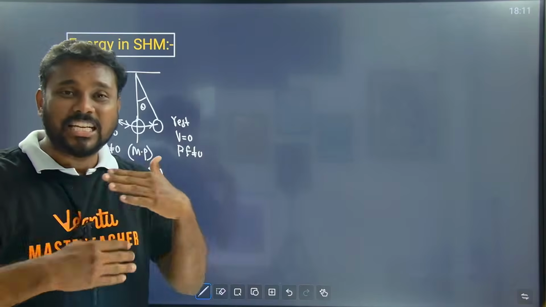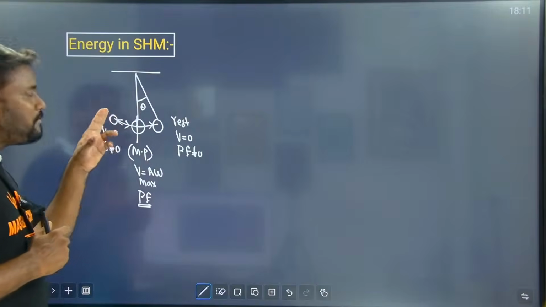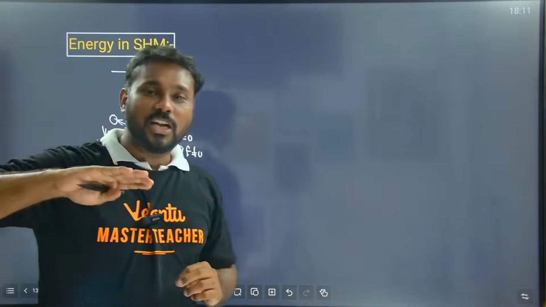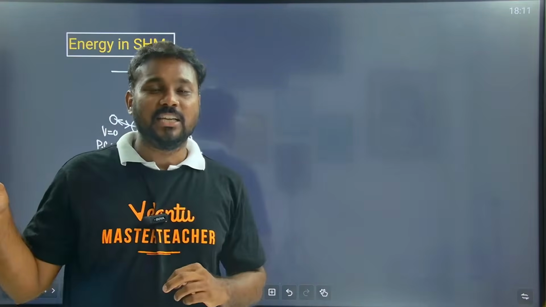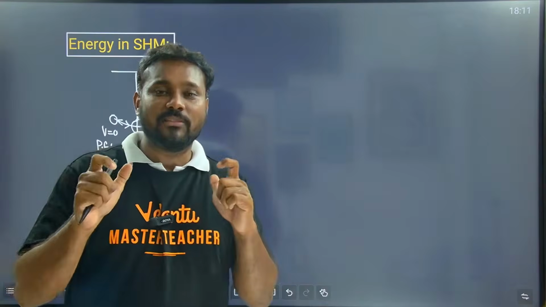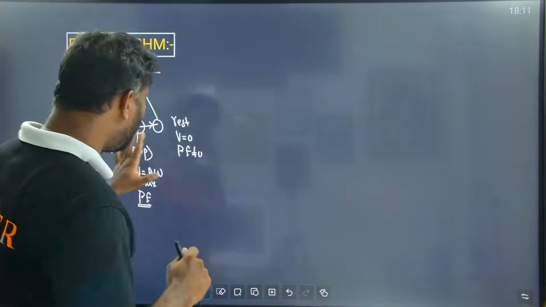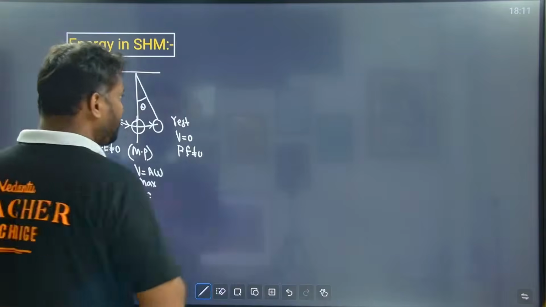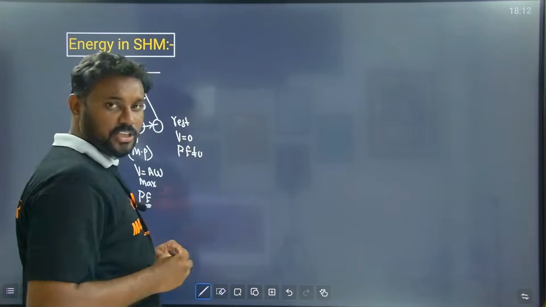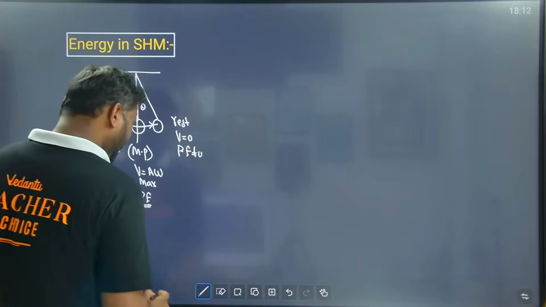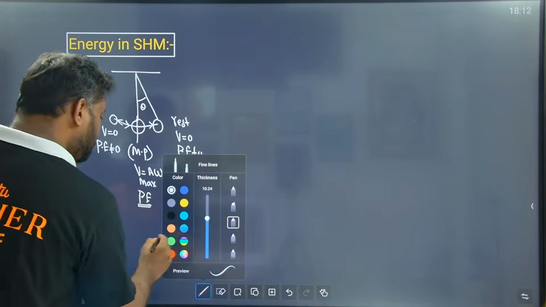But the total energy remains constant, right? So in simple harmonic motion, potential energy is converted into kinetic energy, and the total energy of the system remains conserved. Now the question is how we can calculate the kinetic energy. We already know the velocity relation. What is the velocity?